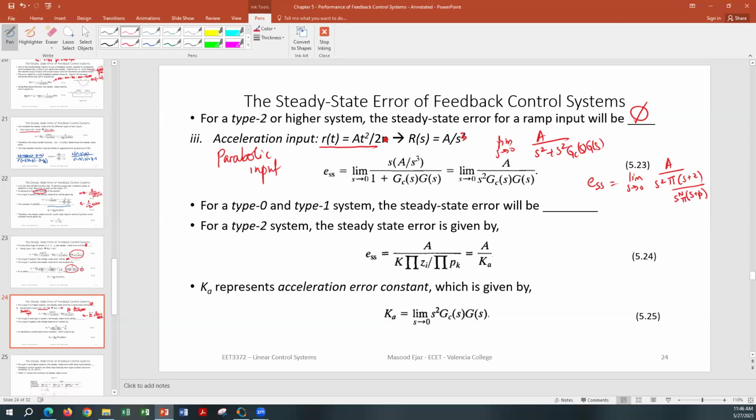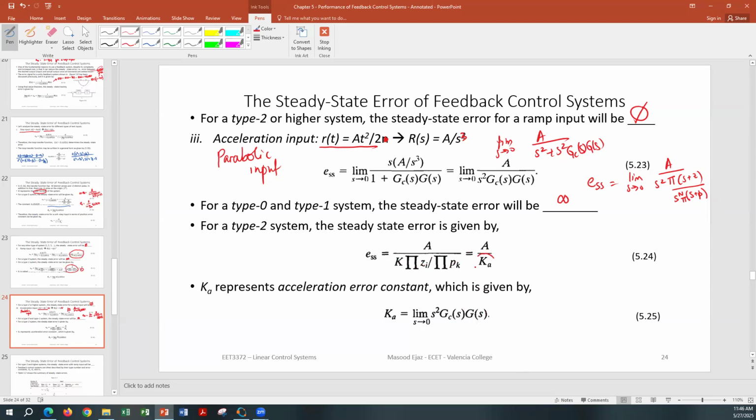For a type 1 system, s to the power 1 instead of s to the power 0, it's still going to be infinity. Now for a type 2 system, s squared and s squared will cancel out, and your error is going to be A over K times the product of all the zeros divided by the product of all the poles, as you can see over here. So this is going to be infinity for type 0 and type 1 system for a parabolic input, and for a type 2 system you have a constant value.